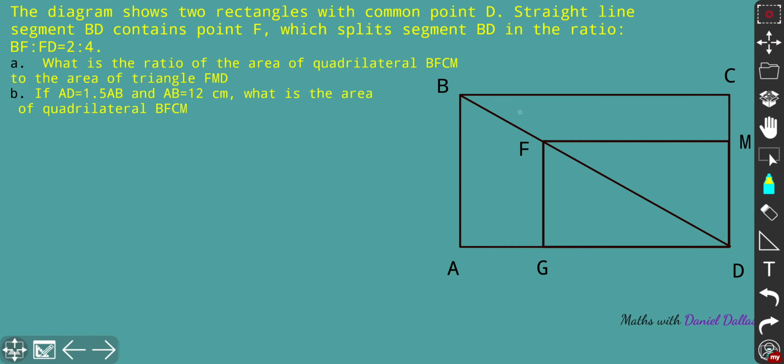You're given two rectangles which are definitely similar. They have BF to FD as 2 to 4. You need to find the ratio of the area of quadrilateral BFCM, so I just shade this quadrilateral. In this case, it's definitely a trapezium because they're rectangles and those sides are parallel. So side BC is parallel to FM. So you're looking for the area of the quadrilateral shaded here to the area of triangle FMD. FMD is right there, so I'll also shade this. In this case, that's FMD.